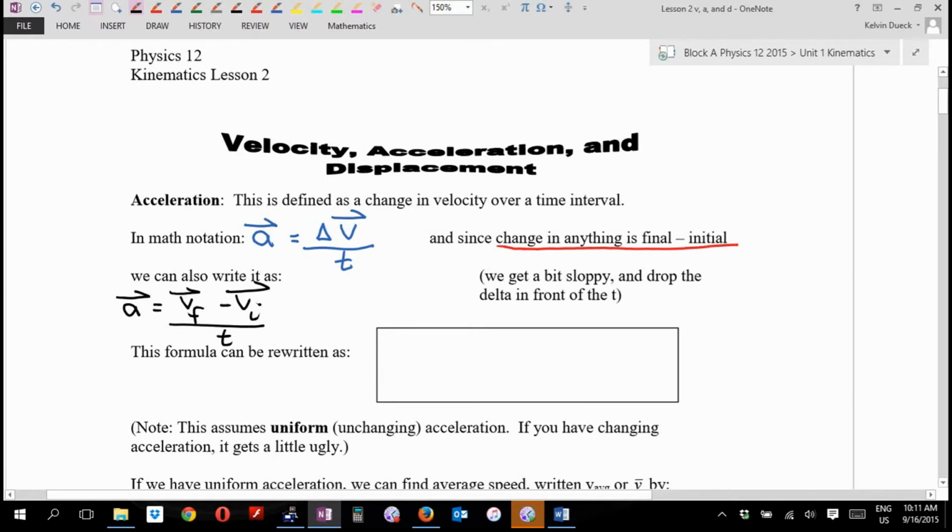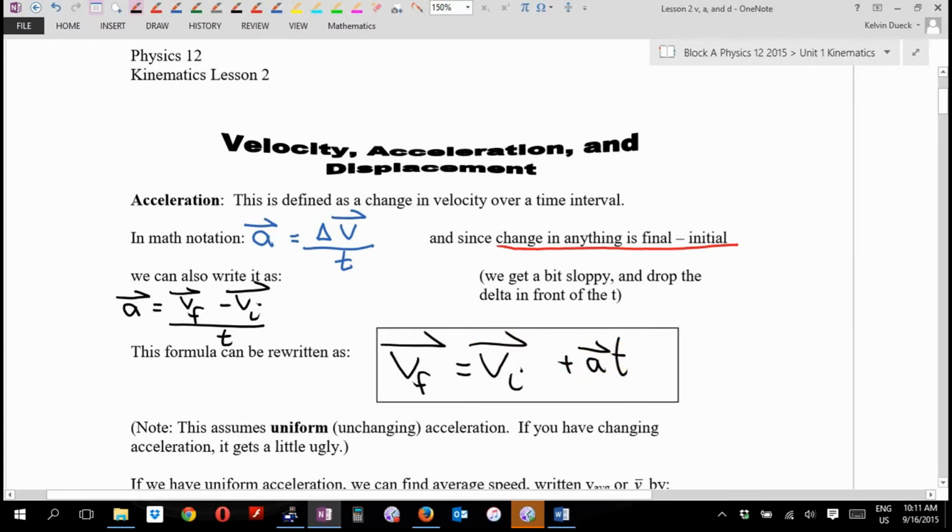This is not how it appears on your formulas page. On your formulas page, what we're going to do is get the VF by itself. What you see on your formulas page is this one. VF equals VI plus AT. Well, no, you don't quite.